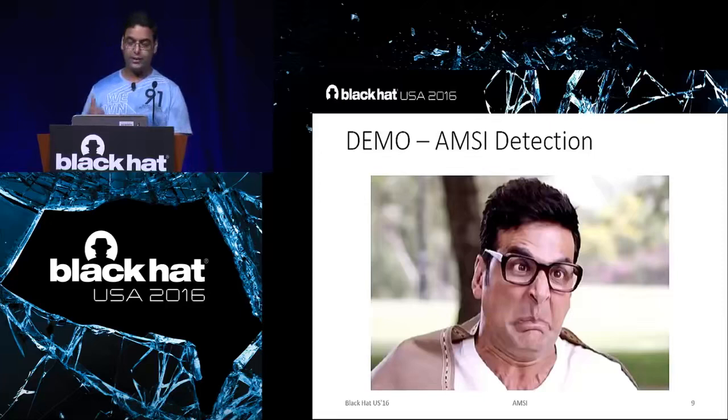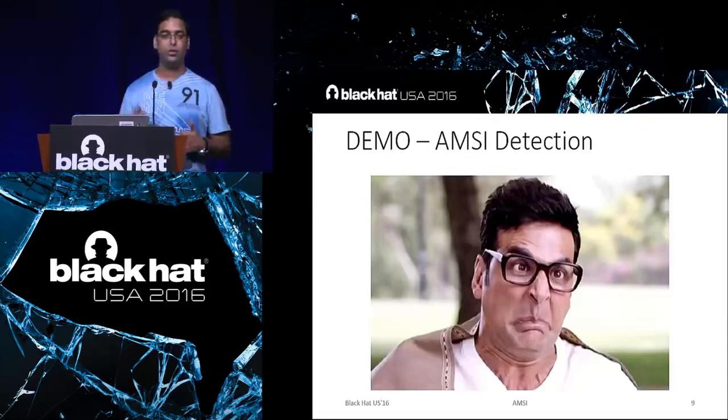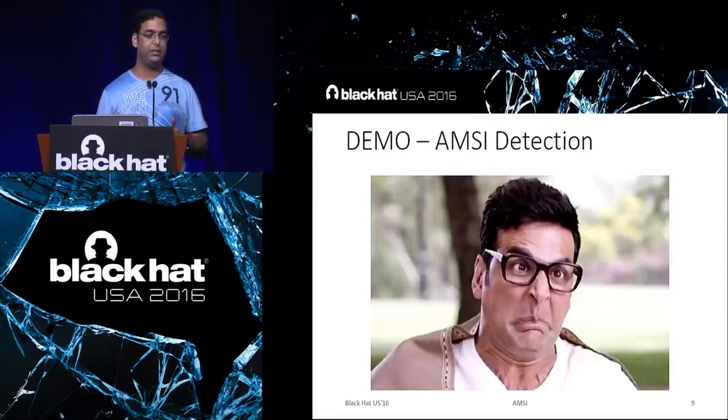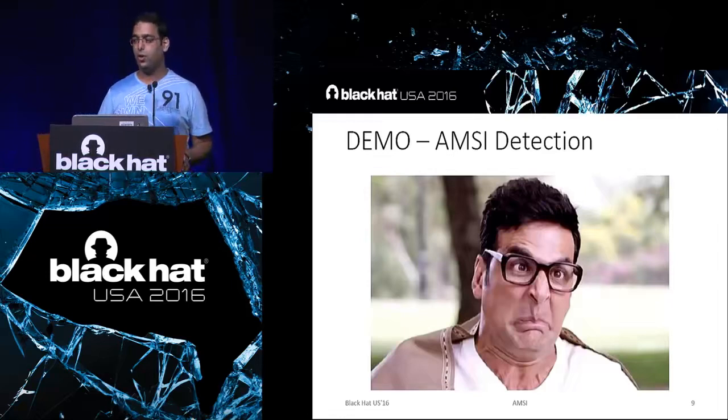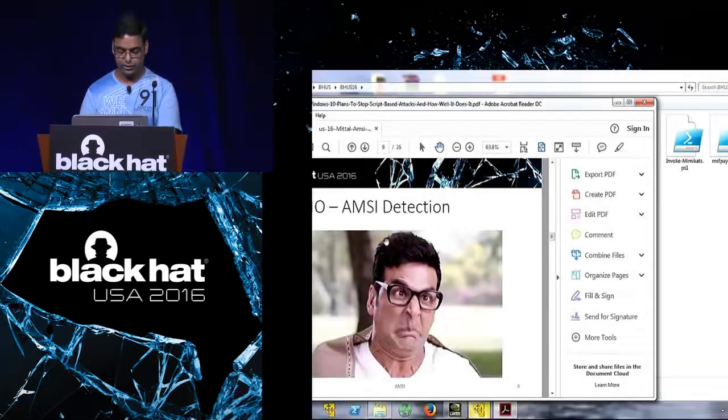So let's have a look at the AMSI detection. In this demonstration, I'll turn off AMSI on the VM on my box, and then I'll try to pull Invoke-Mimikatz from a local web server. It should not get detected. Then I'll turn on AMSI, and then I'll try to pull that script, and it should get detected. So that's the idea of this demonstration.